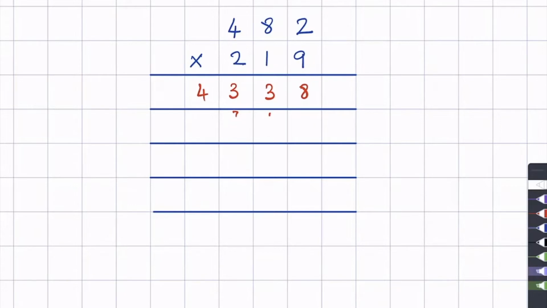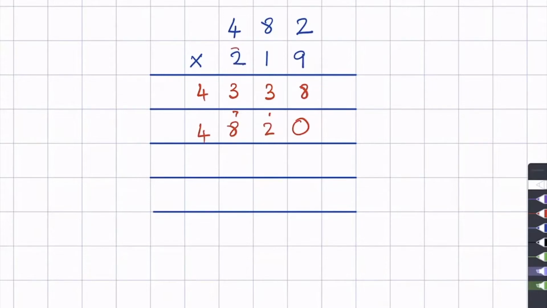Because it's a new number, we have to start a new line. And whenever you start a new line, you have to start with a 0. 1 times 2 is 2. 1 times 8, 1 times 4, nice and easy.